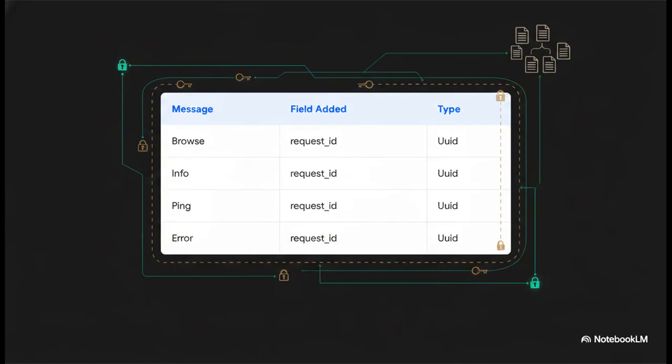So, what WebSocket control messages actually carry these new IDs? Well, whether the system is requesting a directory listing, fetching peer info, sending a heartbeat ping, or returning an error, every single one of these messages now includes an optional UUID field called request ID. This totally eliminates the guesswork for the front end. It knows exactly which request failed or succeeded at any given time.